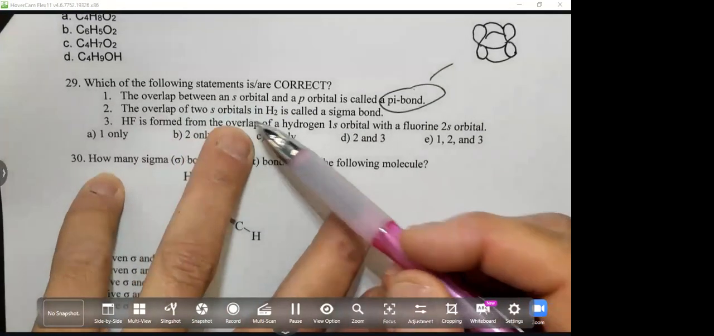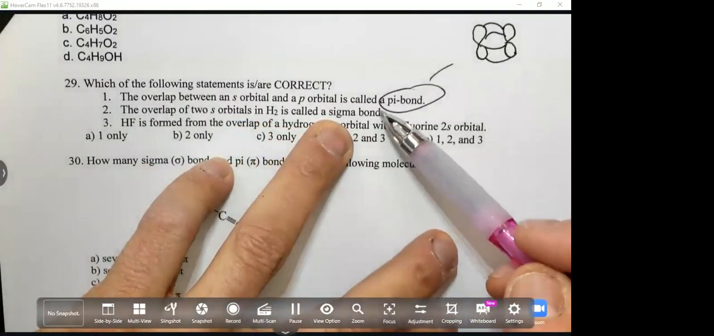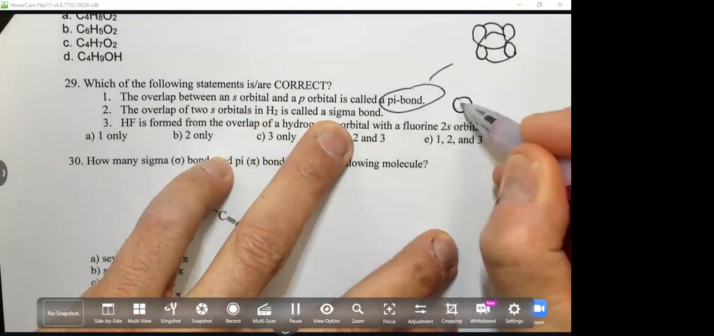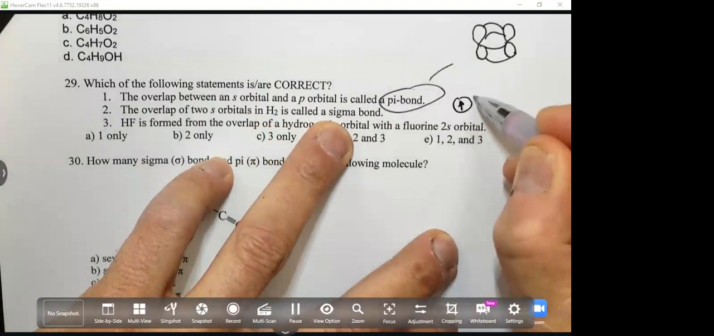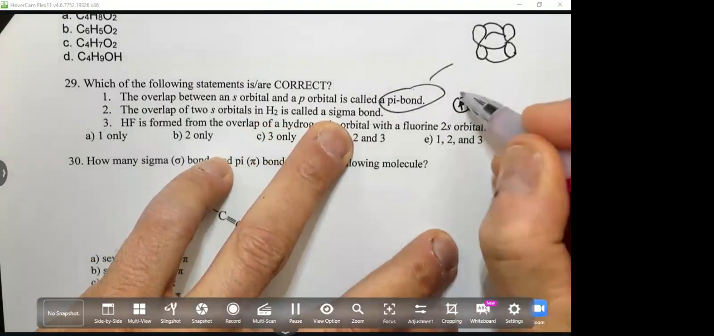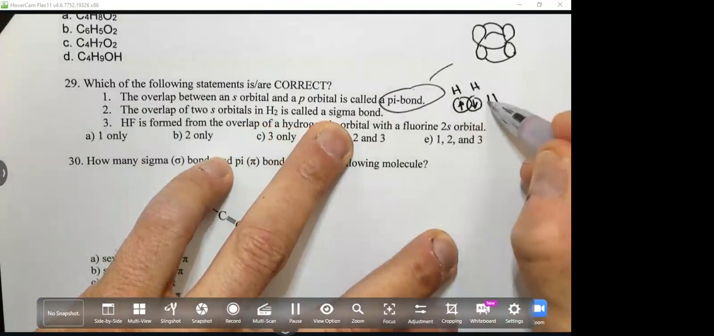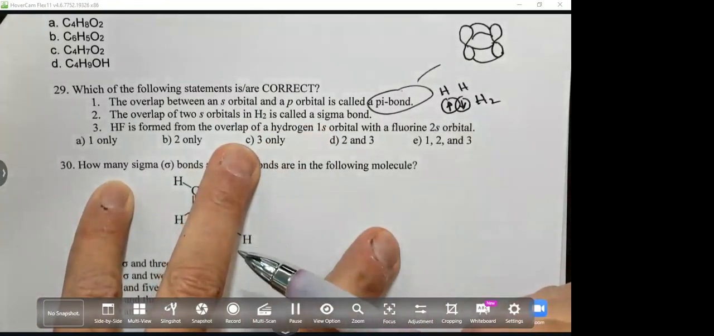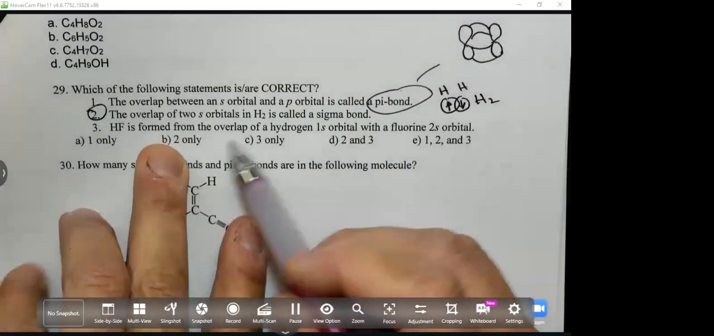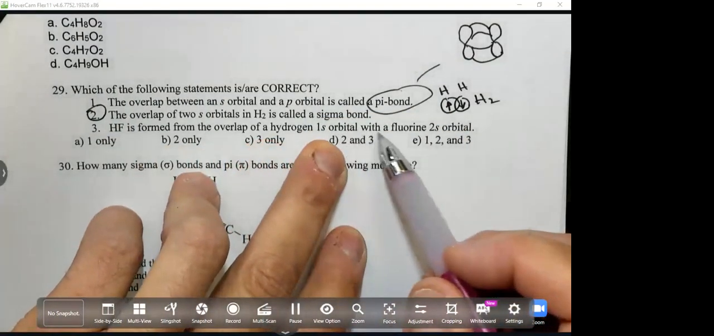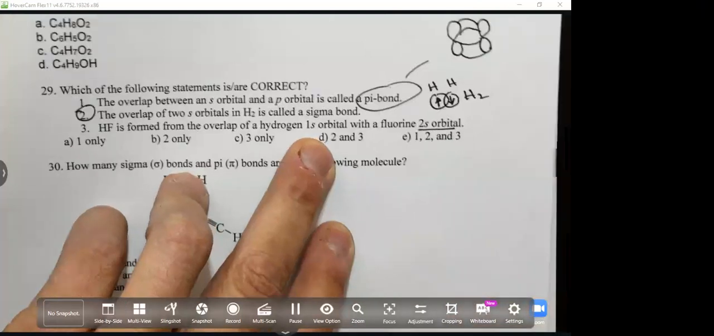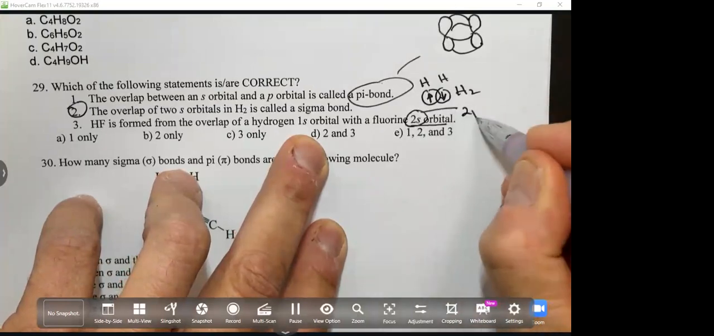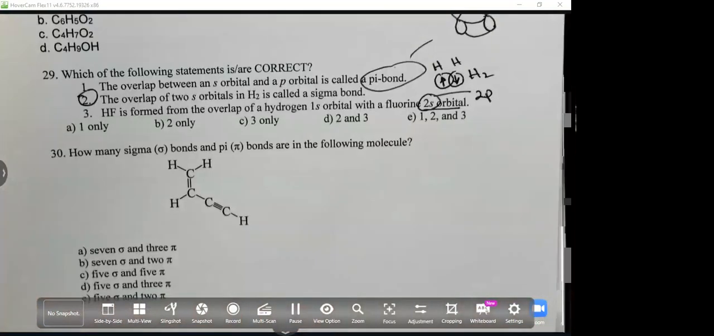The overlap of 2 s orbitals in H2 is called a sigma bond. Good? Yes, that's good. We talked about that. You're going to have 1 electron spinning one way, 1 electron spinning the other way. Hydrogen, hydrogen. When you get out of that, H2. That's good. HF is formed from the overlap of a hydrogen 1s orbital and a fluorine 2s orbital. Oh, this has to be a 2p. So the only good one out of that is number 2.